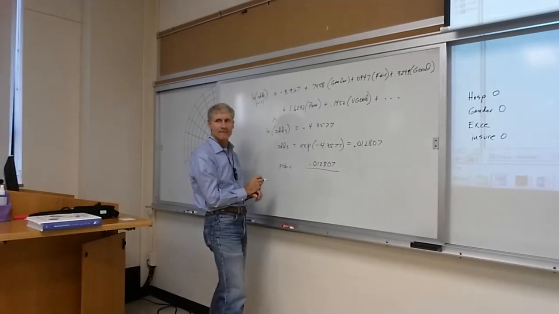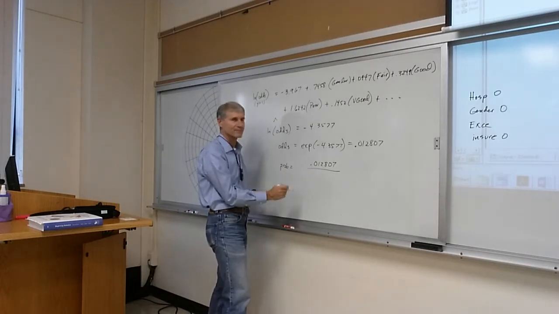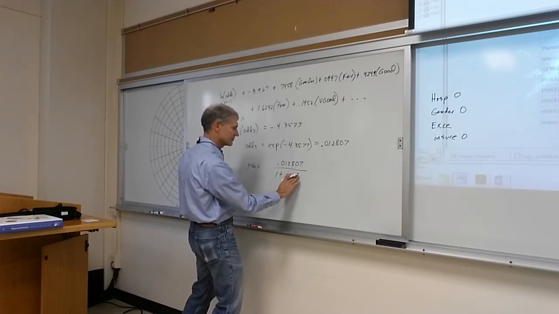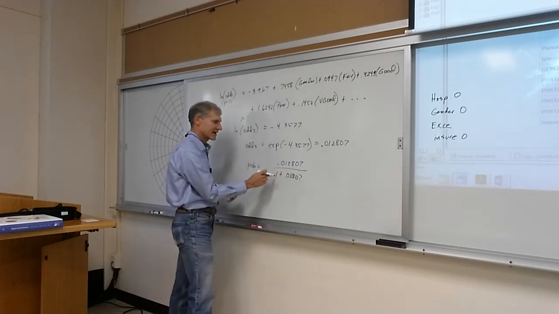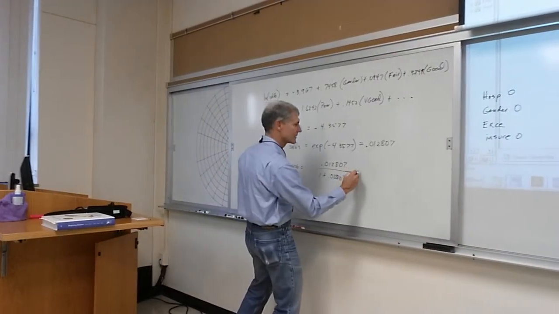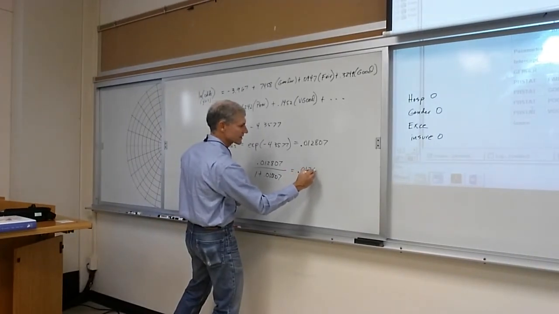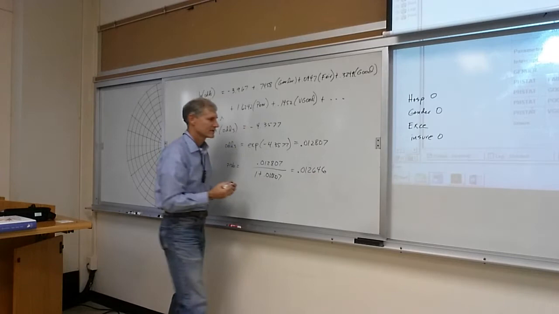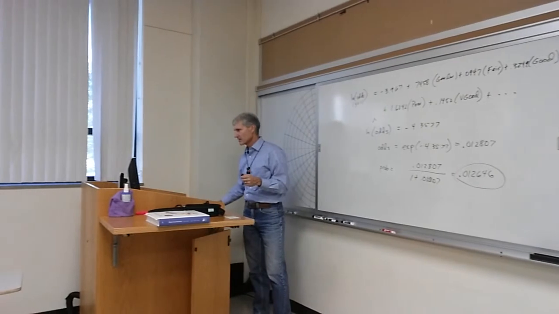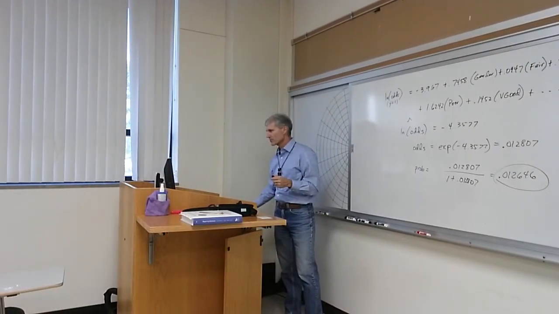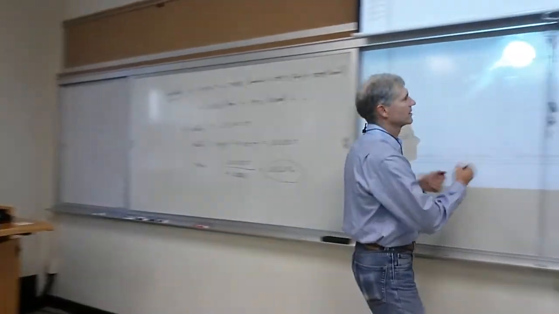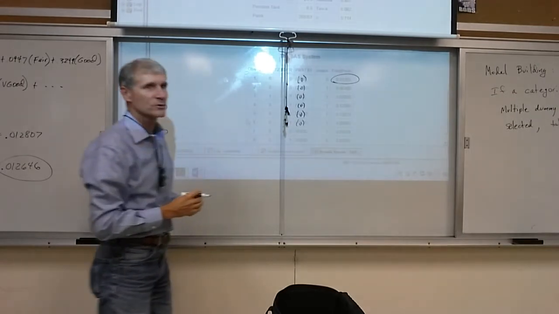Over 1 plus that. Yeah. I went ahead and wrote out 1 plus, but obviously 1 plus that would be 1.0128. Whatever. All right. 0.012646. Okay? So there's our predicted probability. Now let's go back down and see what their output was. Predicted probability, 0.01265.